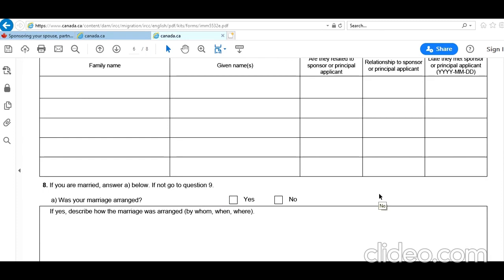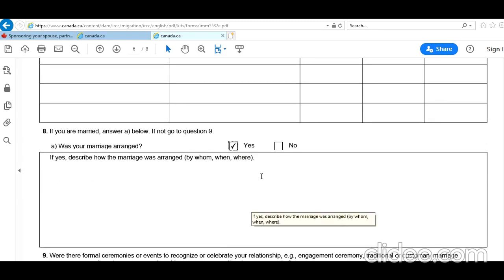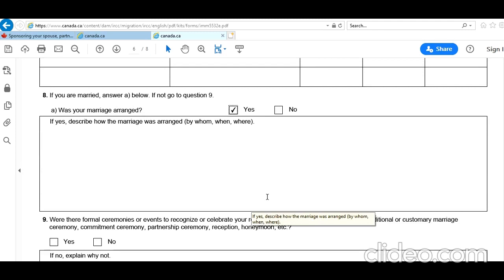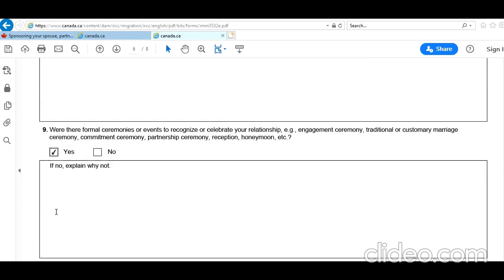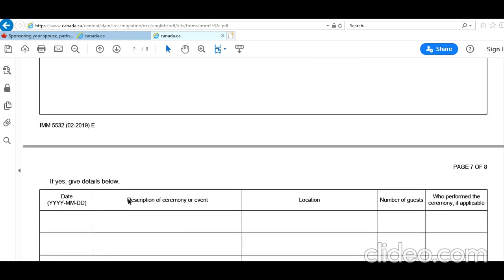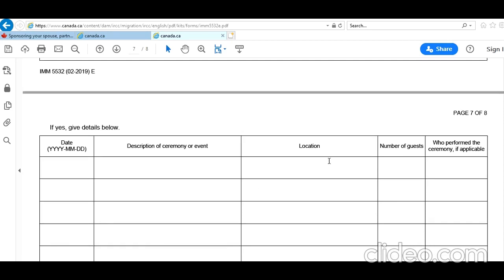Okay. If you are married, answer A below. So was your marriage arranged? Yes. Now provide the whole circumstance, how it was made through matrimonial, their family, and then it was arranged. Whether there were formal ceremonies or events recognized? Yes. If yes, give the details as per your case, number of guests.